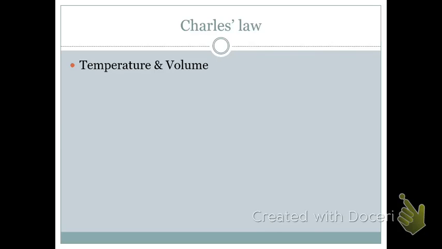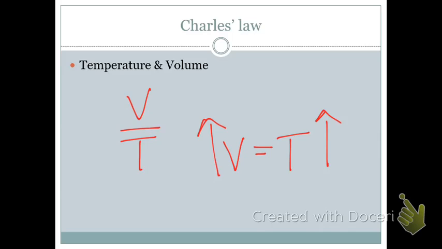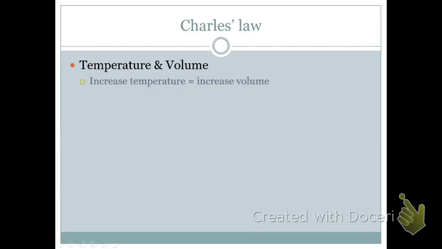So according to Charles' law, temperature and volume: if volume over T is how volume and temperature relate to each other, then volume must be equal to T. So if I increase my volume, I'm going to also increase my temperature. And if I decrease my volume, I'm also going to decrease my temperature, because they are what we call proportional.